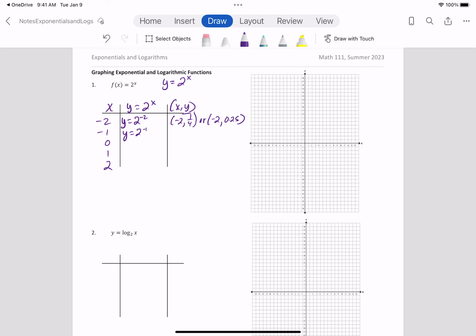Then we just repeat that process. If x is -1, we get 2 to the -1, which is going to be 1/2, or you could write it as a decimal. If x is 0, any number raised to the 0 power is 1. If x is 1, we get 2 to the first power is 2. And if we use 2, we get 2 to the second power, which is 4.